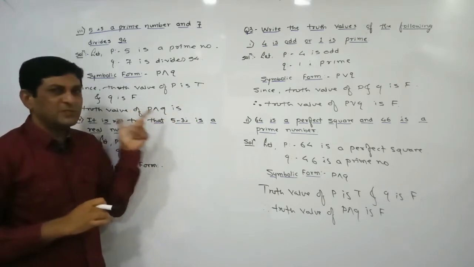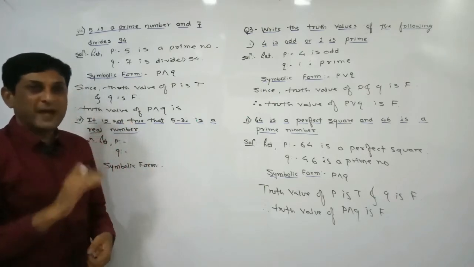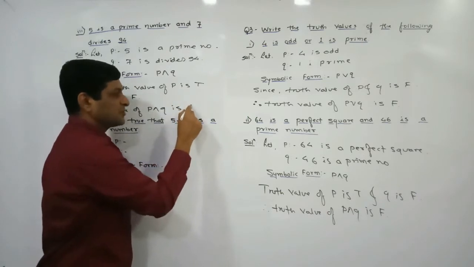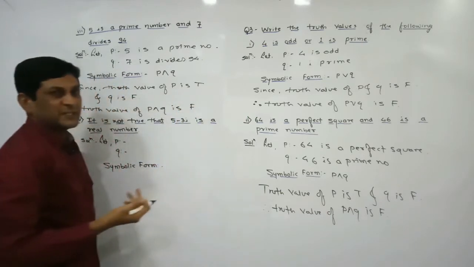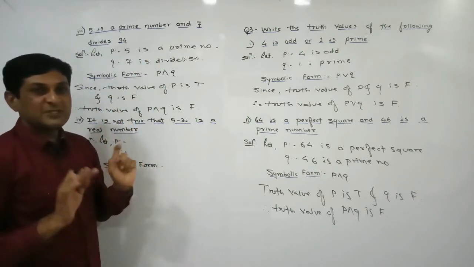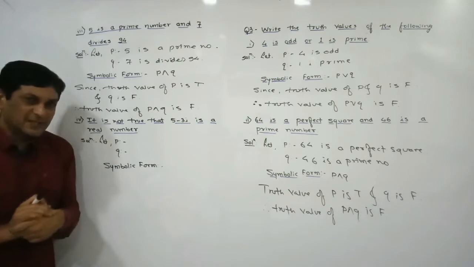If at least one of the two statements is false, the truth value of AND will be false. Here Q is false, which means the truth value of this symbolical representation is false, and this is the symbolical representation of the given statement. So in short, the truth value of the given statement is false. Now observe the next statement.